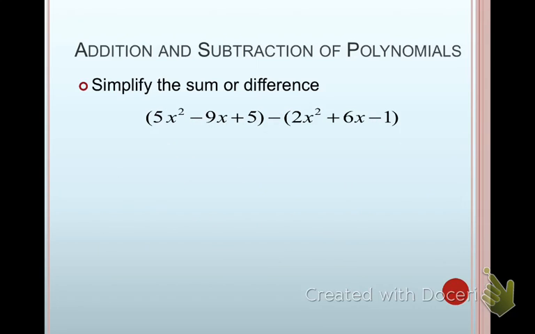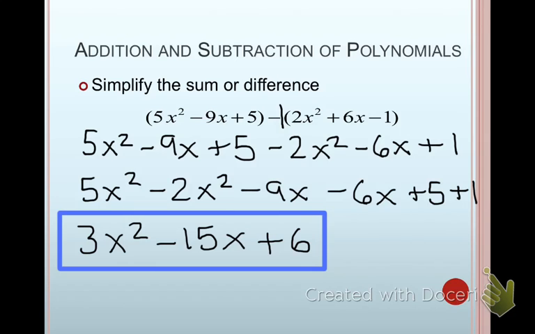Here's another one for you to try. Remember, this time you have subtraction, so you've got to worry about distributing. Here we go. Distribute that negative 1 first. Pause it, see what you come up with. Good job if you got 3x squared minus 15x plus 6. If you didn't quite get that, go back and see if you can find out where you made your mistake.